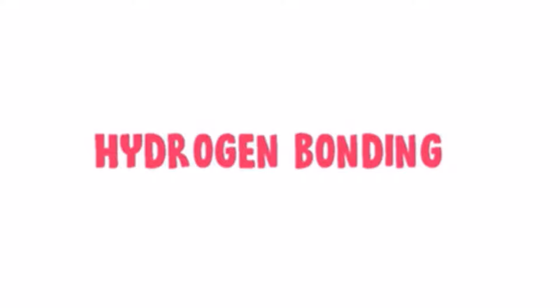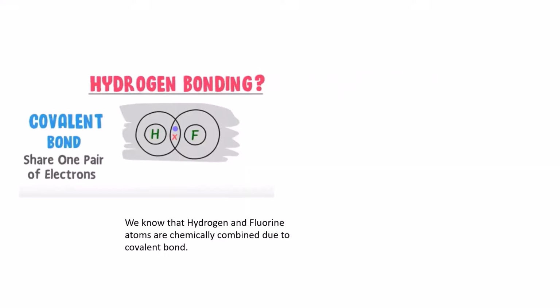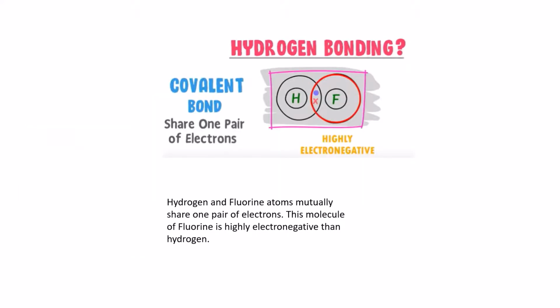Let's discuss hydrogen bond. Consider a single molecule of hydrogen fluoride. We know that hydrogen and fluorine atoms are chemically combined due to a covalent bond. Hydrogen and fluorine atoms mutually share one pair of electrons. Fluorine is highly electronegative than hydrogen.